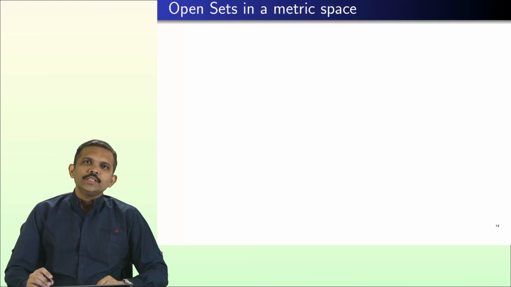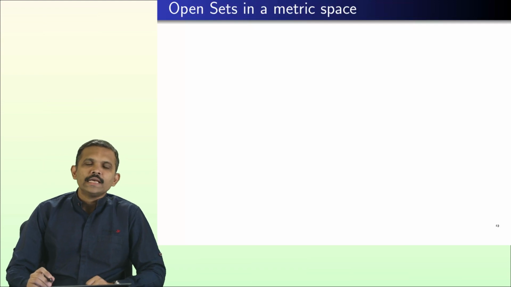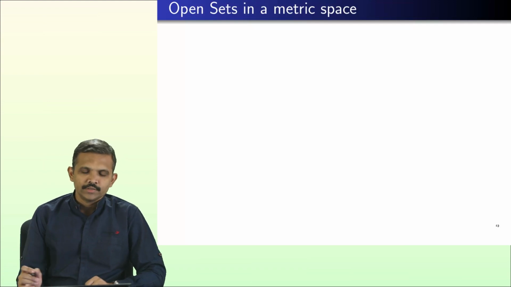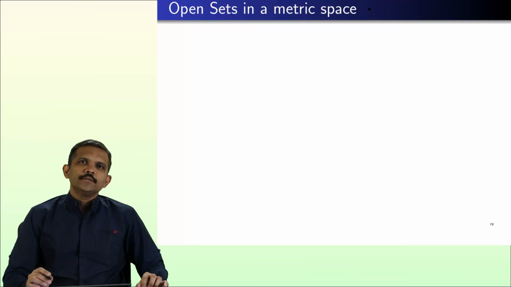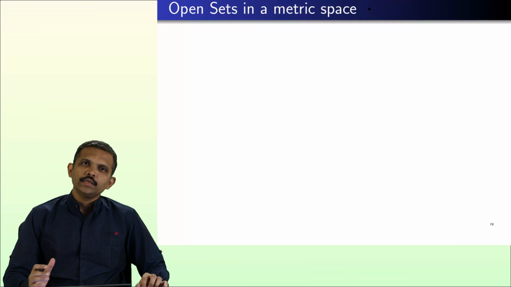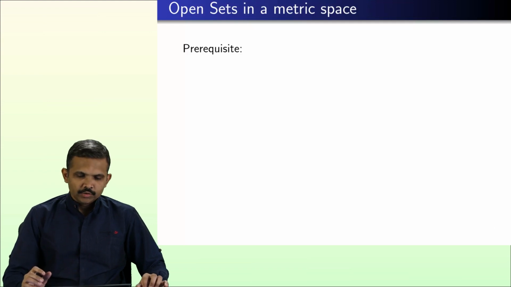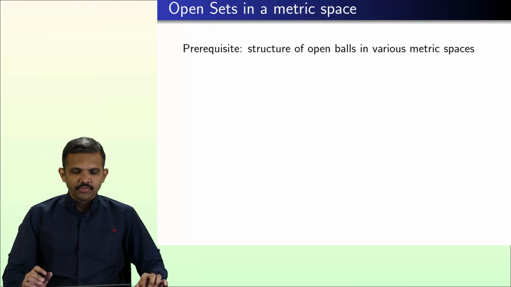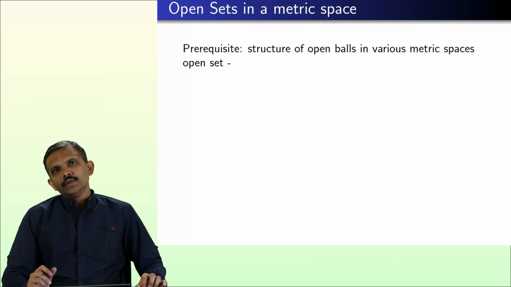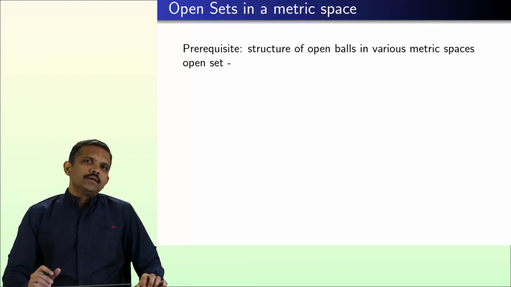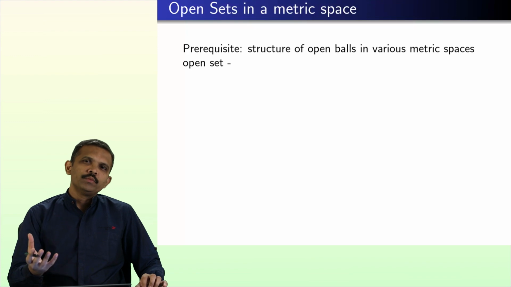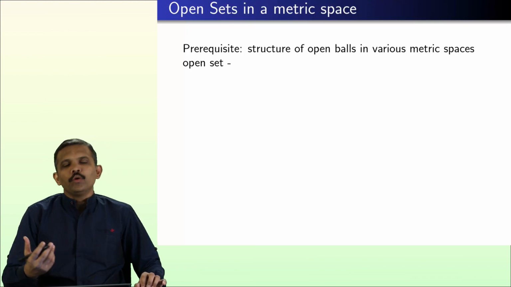Friends, in this video we are going to get introduced to the definition of open sets and then we will be working with a few examples. So let's start with it. The prerequisite for this topic is the idea of open balls in various metric spaces. So let us go for the idea of open set. Basically, the idea is that an open set is like any open ball or the union of open balls.